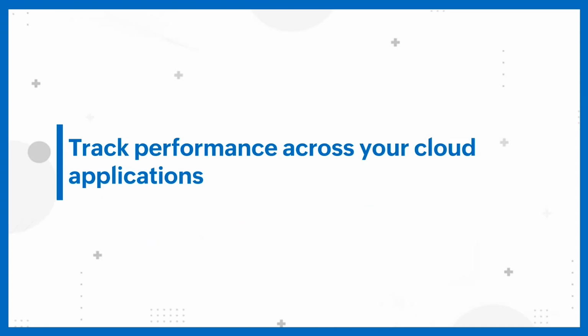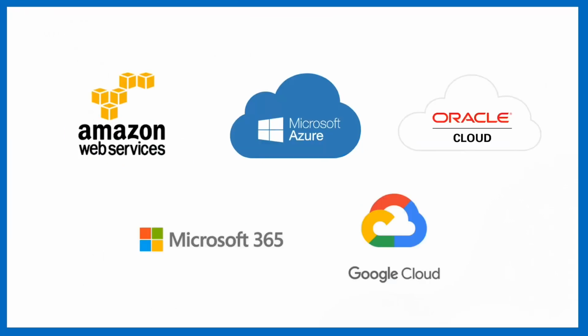Now we are going to discuss how Applications Manager helps you monitor the cloud technologies that you have hosted. In Applications Manager, we support Amazon Web Services, Microsoft Azure, Oracle Cloud, Microsoft 365, and Google Cloud. These are the monitor types that we support as a bundled monitor type. If we take Microsoft Azure, we monitor all the top services hosted under Azure, and the same applies for the rest of the cloud technologies as well.